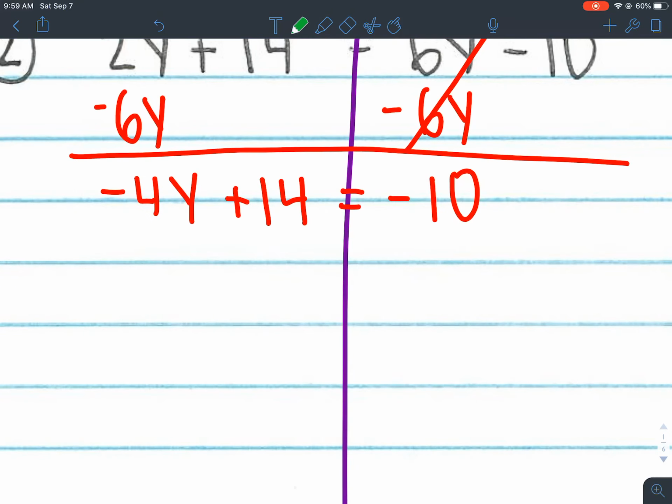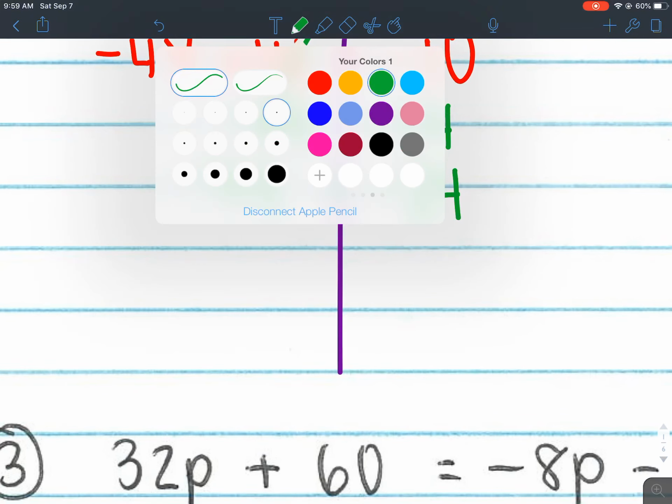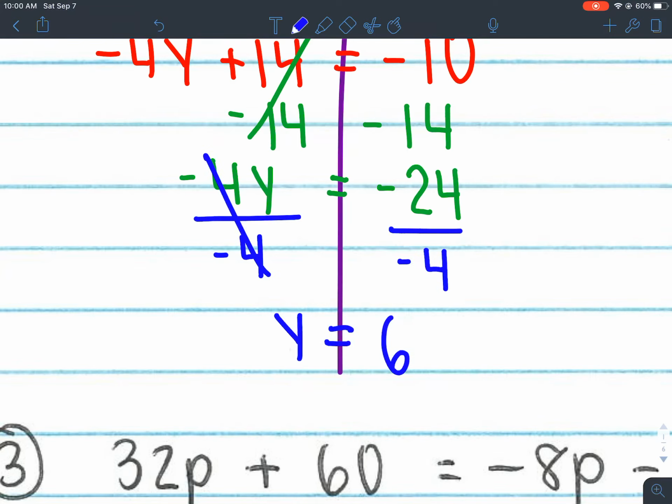Okay? Again, I want my y by itself. You're always looking to see, I want that variable by itself. So now I'm going to subtract 14 on both sides. And I have negative 4y equals negative 24. Next step here is I'm going to divide by negative 4. So I have y equals positive 6.